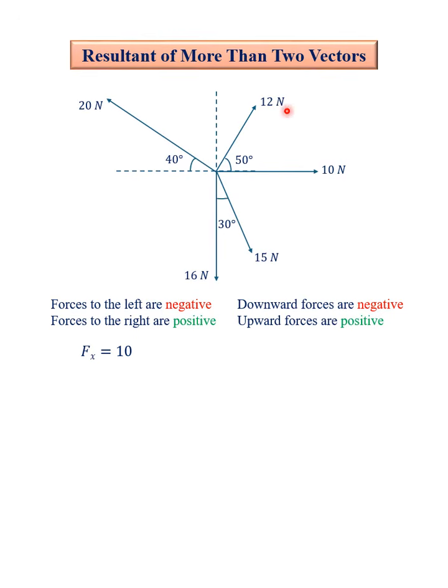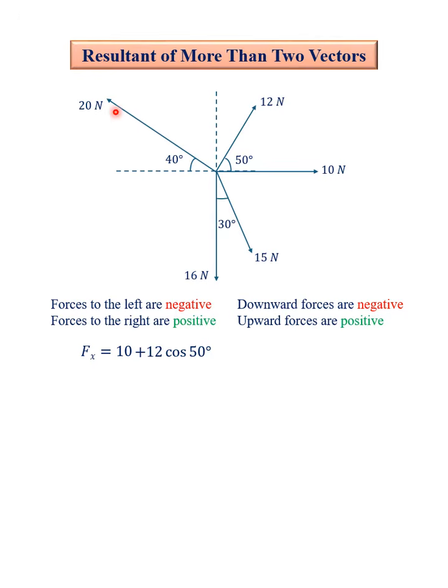Now let's move to the second force, 12 Newton. 12 Newton is at an angle of 50 degrees to the horizontal. If we resolve 12 Newton to the horizontal, we have adjacent over hypotenuse, and that is cos. So that becomes plus 12 cos 50. It is positive because the horizontal component of this 12 Newton force will be acting to the right, and we said forces to the right are positive. That's why I have positive 12 cos 50.